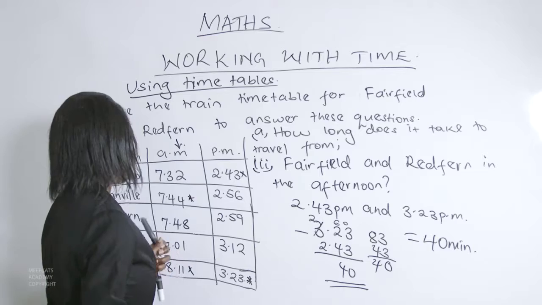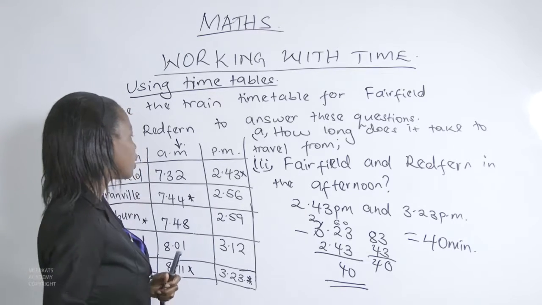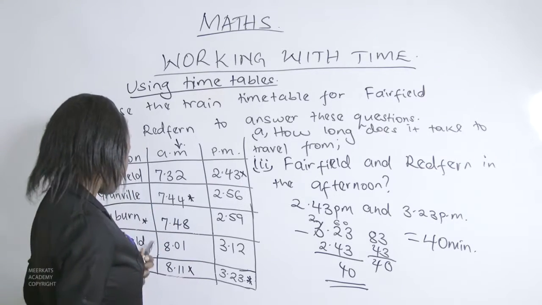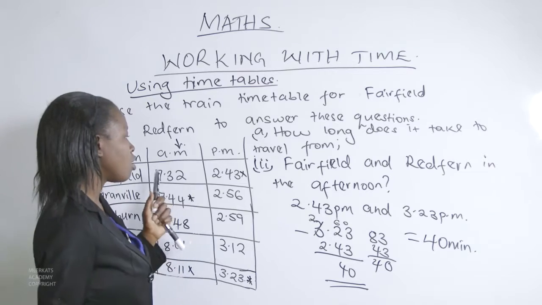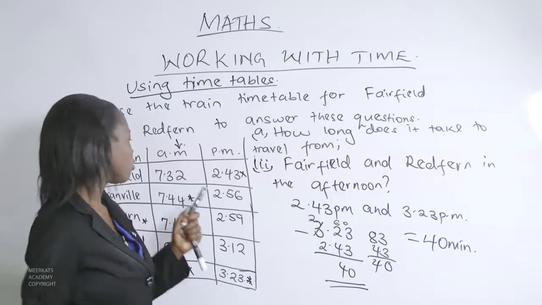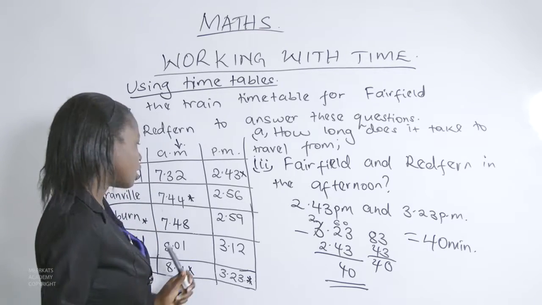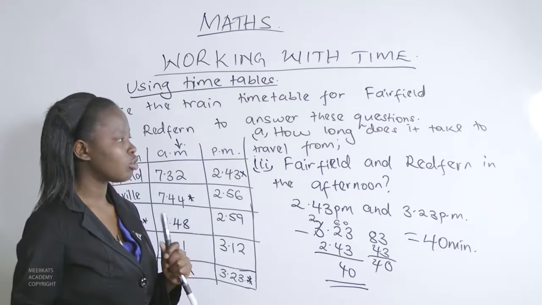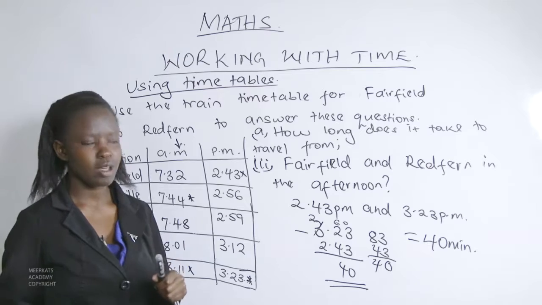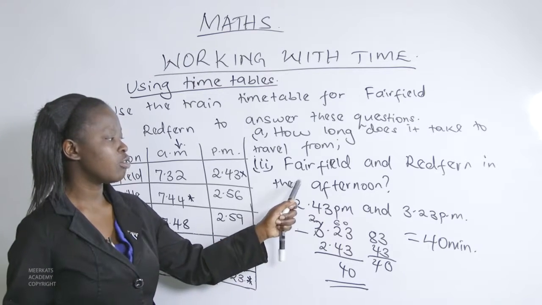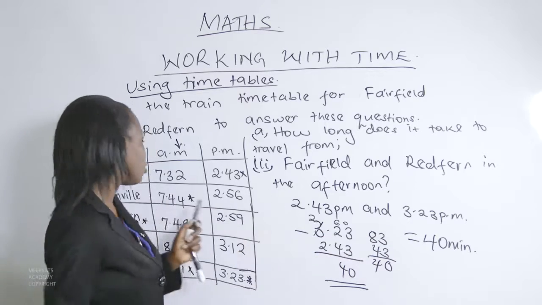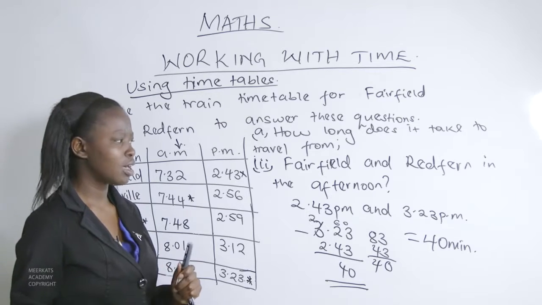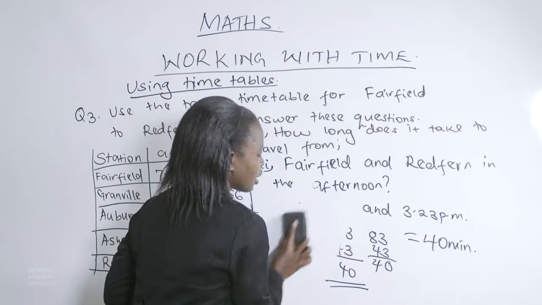The question is, according to this timetable, does it take long to travel from Fairfield to Redfern in the mornings, or is it longer to travel from Fairfield to Redfern in the afternoon? Which time of the day will you take longer to travel from Fairfield to Redfern? So we've found out that in the afternoon, this train will take 40 minutes to travel from Fairfield to Redfern. We need to find out how long will it take in the morning. So let us find out the time taken in the morning.